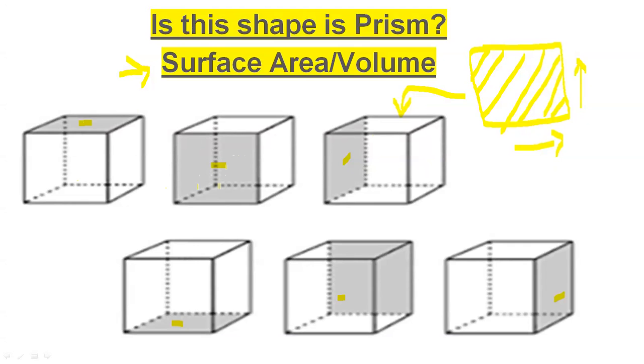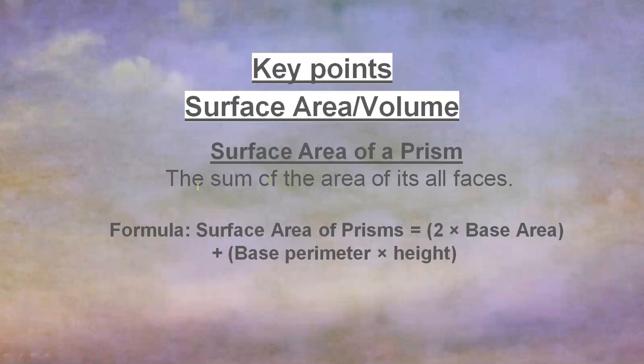So let's make a start. Yes, surface area of the prism. We have two different formulas. The first one is surface area of a prism. If they are giving you the base area, you have learned the base, identical base. So if they are giving you base area, it is very easy for you.